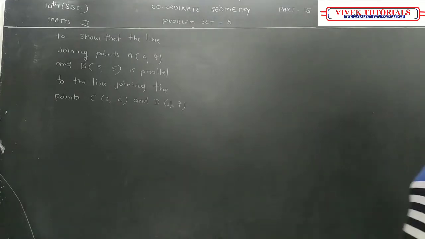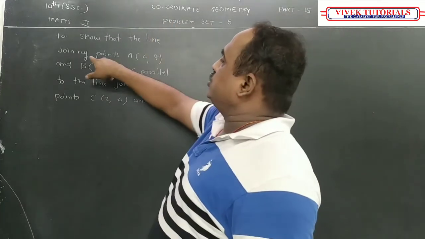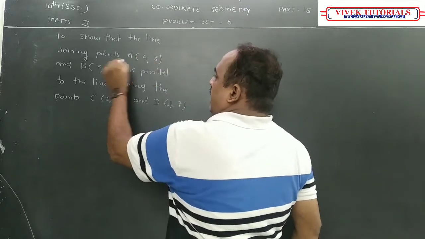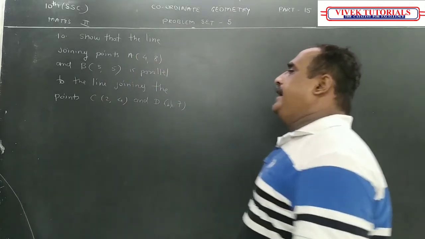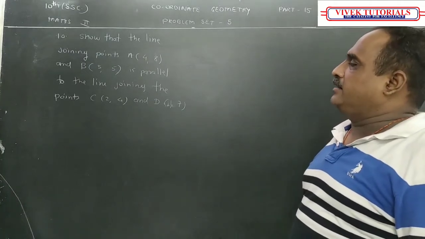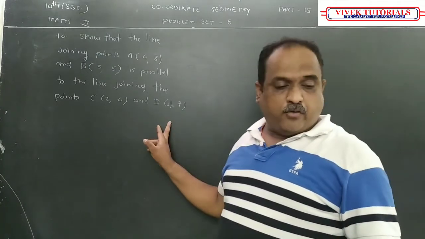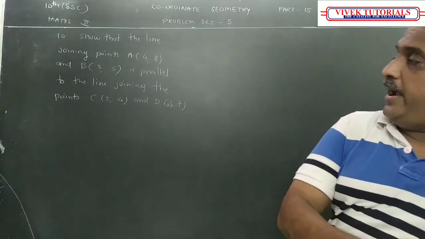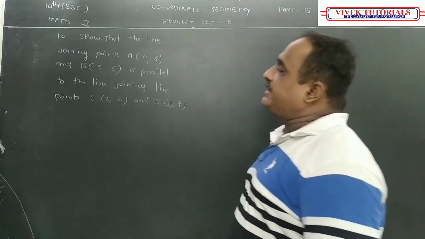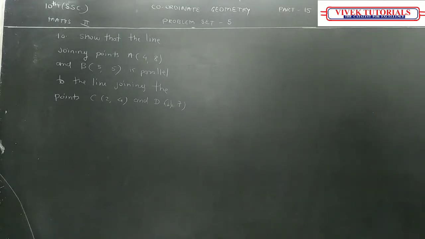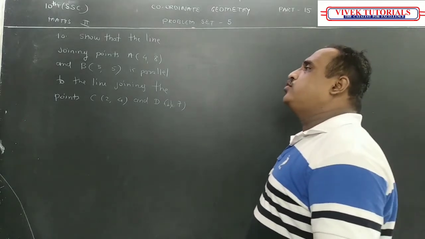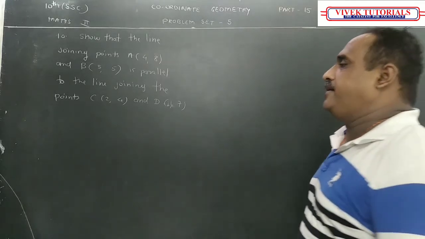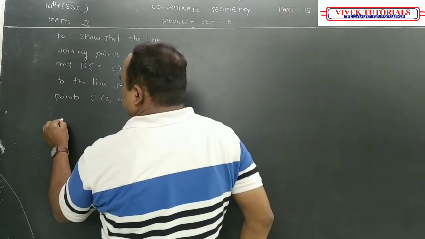Now see question number 10. Show that the line joining points A (4, 8) and B (5, 5) is parallel to the line joining (2, 4) and (1, 7). So how do we find whether these two lines are parallel or not? We know that if two lines have equal slope, then they are parallel to each other. So what are we going to do?